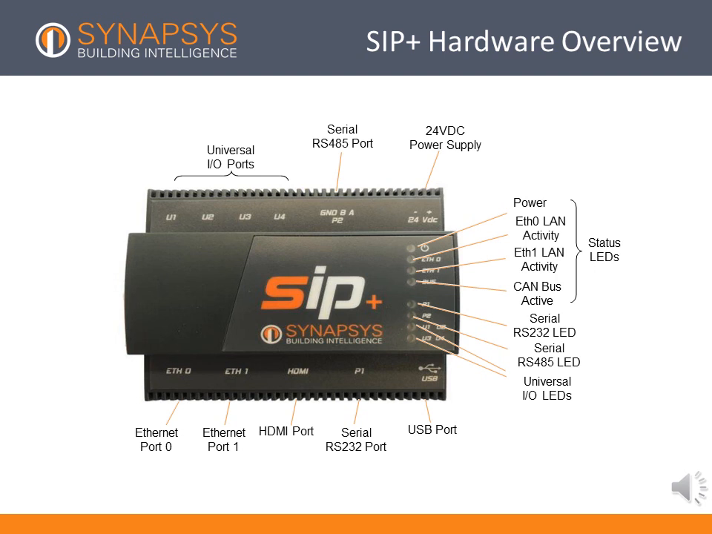There are universal I/O ports, a USB port and an HDMI port, which are still currently under development. There is also a CAN bus connection port on the bottom of the SIP+ out to the right side. This is for connection to the SIP serial slice or the SIP MBus level converter.